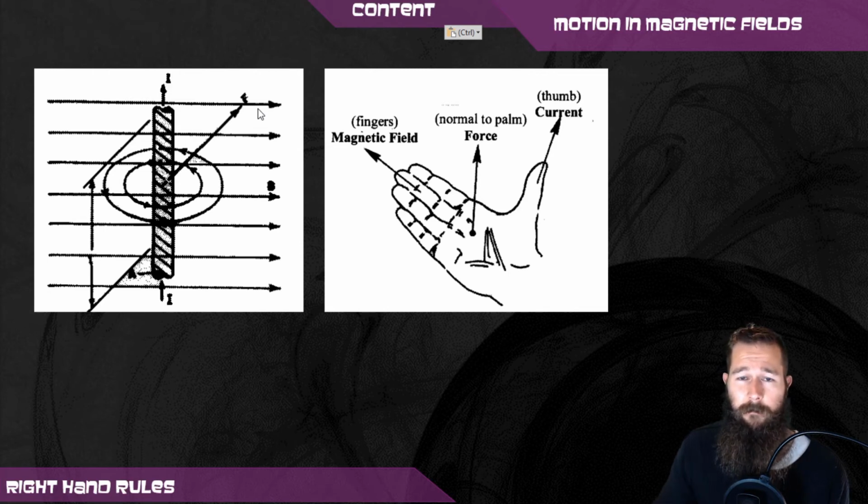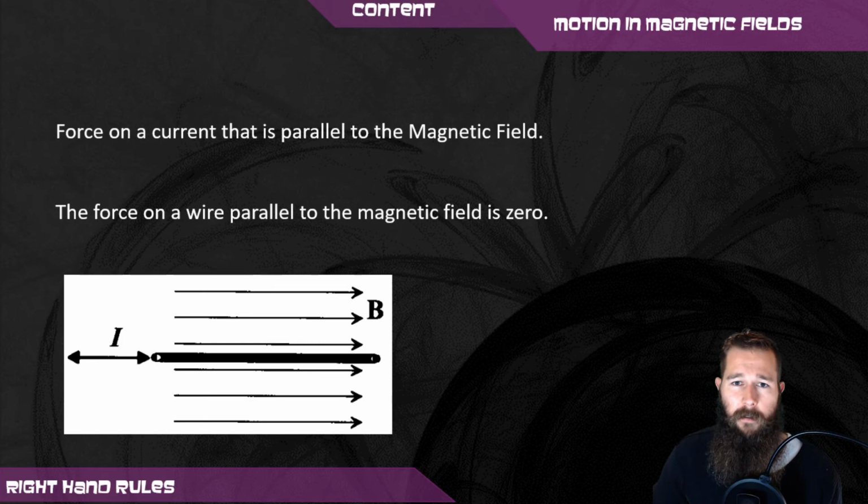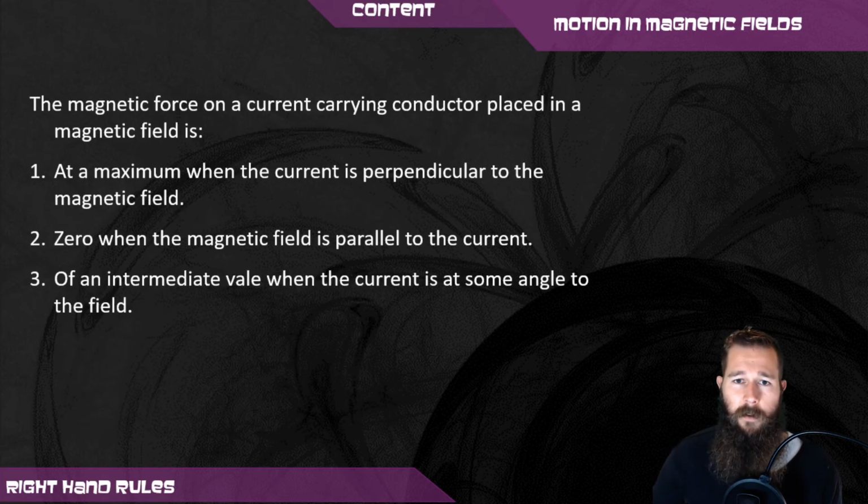In a situation where the wire is parallel to the magnetic field, the current is going in that parallel direction, we can't apply our right-hand rule. It just doesn't work. And in this case, the force on the wire is zero. So by observing this, we find that the maximum force on a wire is when that wire with the current running through it is perpendicular to the magnetic field, is zero when it's parallel to the magnetic field, and is an intermediate value when it's in between.